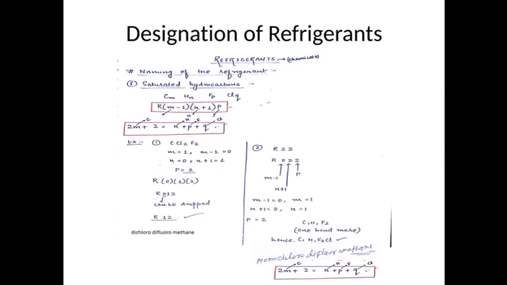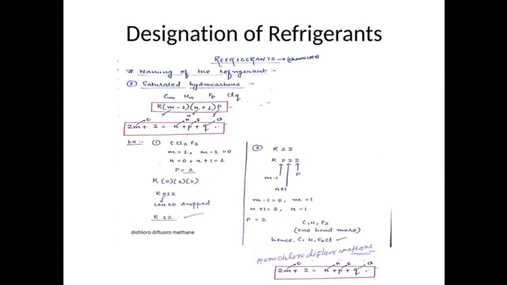So first there will be the designation of refrigerant. How can we designate the refrigerant? In this we have three cases. First is the saturated hydrocarbon, second is the unsaturated hydrocarbon, third is the inorganic refrigerant. First we take the designation of refrigerant as a saturated hydrocarbon. So write down first case: saturated hydrocarbon.